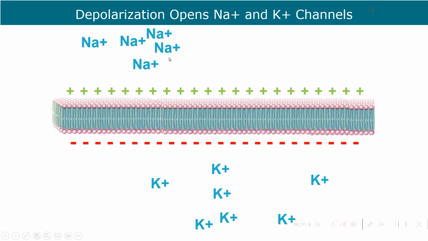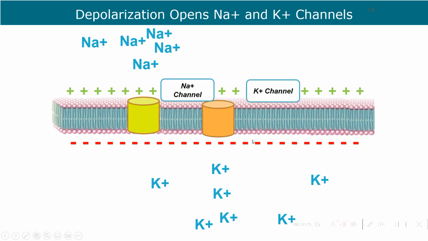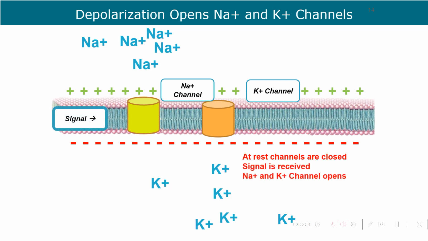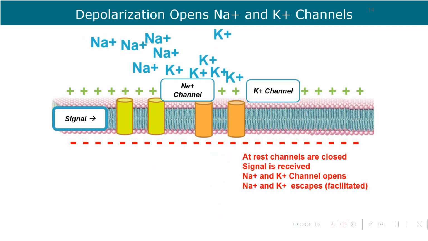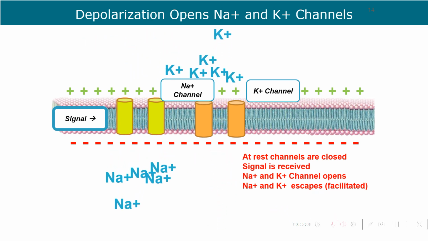So in this situation, we start where we have more sodiums outside, fewer potassiums inside, with that positive outside, negative inside. So when it depolarizes, what's going to happen? At rest, the channels are closed, but once the neuron fires, once it depolarizes, the signal is going to come through, and it's going to cause these channels to open. And at this point, everybody can run free. They can switch sides, and that is exactly what happens because they're going down their concentration gradients. These are just facilitated diffusion channels.